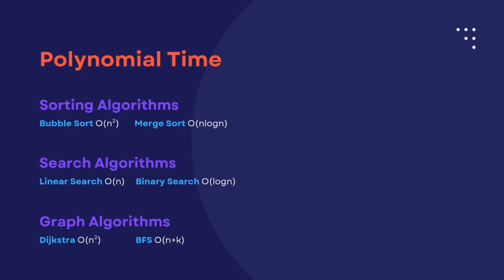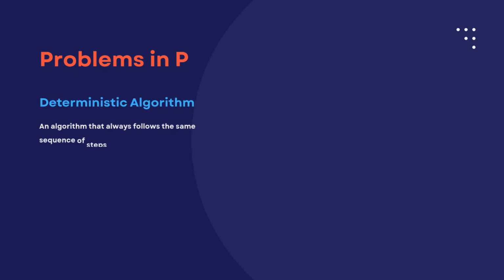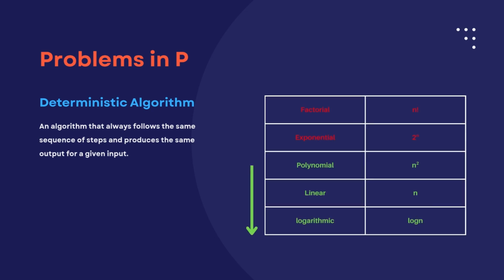Each of these algorithms run in polynomial time or less, which means they're solvable efficiently and fall within the class P. To summarize, problems in P are those that can be both solved and verified using a deterministic algorithm, that is, an algorithm that always follows the same sequence of steps and produces the same output for a given input within polynomial time or less.